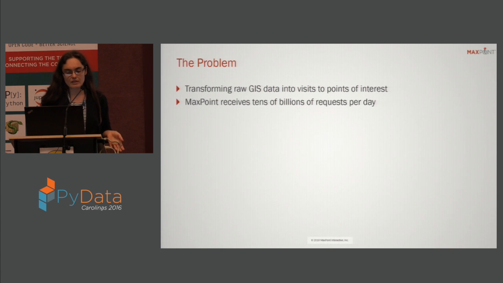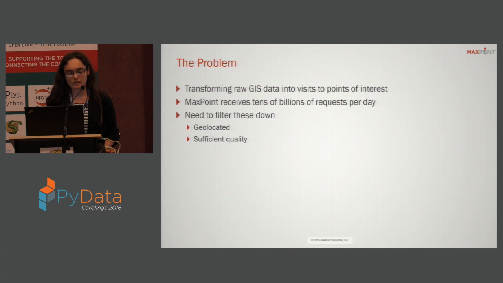So Max Point receives tens of billions of requests a day. We're a digital marketing technology company, and we receive requests when your page loads in your browser or on your app, and it wants to give you an ad, then a request will come back to us. And if you've chosen to share location, we can get that location data. So we receive many requests giving us location data a day. And we need to filter these down so that they're geolocated and have sufficient quality.